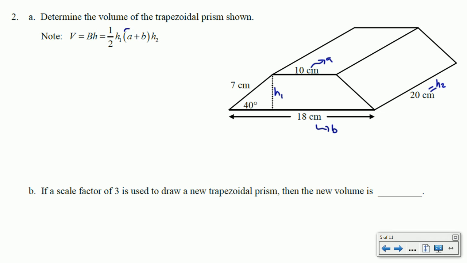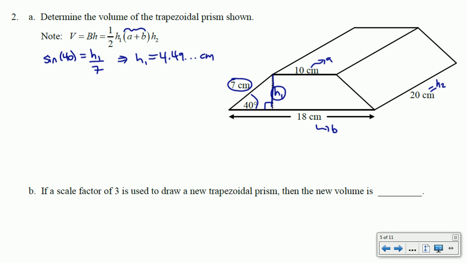Because addition is commutative, you could also label A as 18 and B as 10. Now we need to determine the height of this trapezoid. Assuming this is a right angle triangle, we need to get the opposite length, and we have the hypotenuse, which means we need to use sine. So sine of 40 equals opposite, which is h1, divided by the hypotenuse, which is 7. So h1 is 7 times sine of 40, which is 4.49.